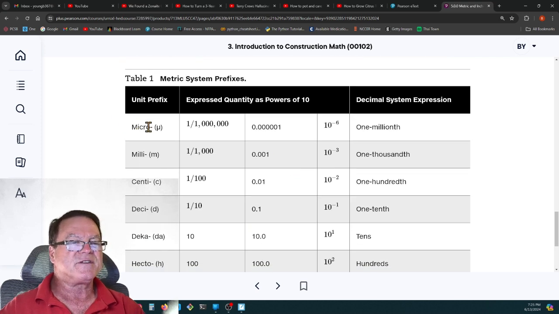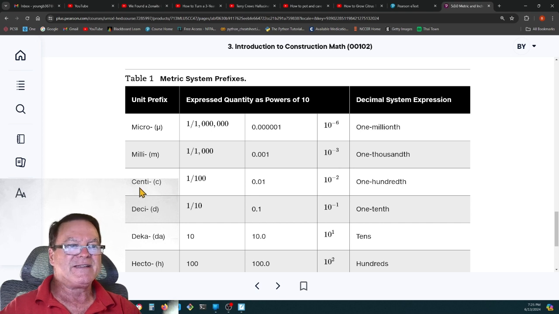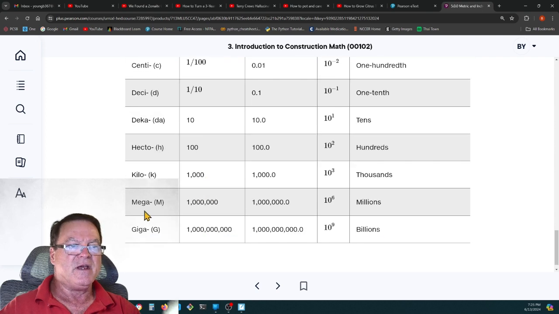So here are the prefixes that we use to either make the number larger or smaller. We start with the meter, and then we have micro, which is 1/1,000,000th, milli, which is 1/1000th, centi is 1/100th, deci is 1/10th, deca is 10 times, hecto is 100, kilo is 1,000, mega is 1,000,000, and giga is 1,000,000,000.